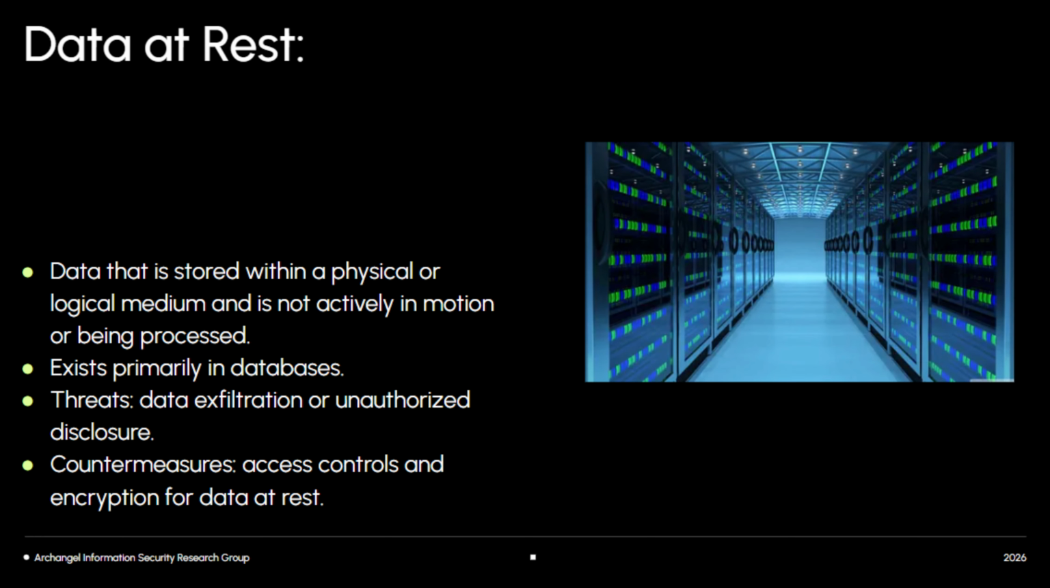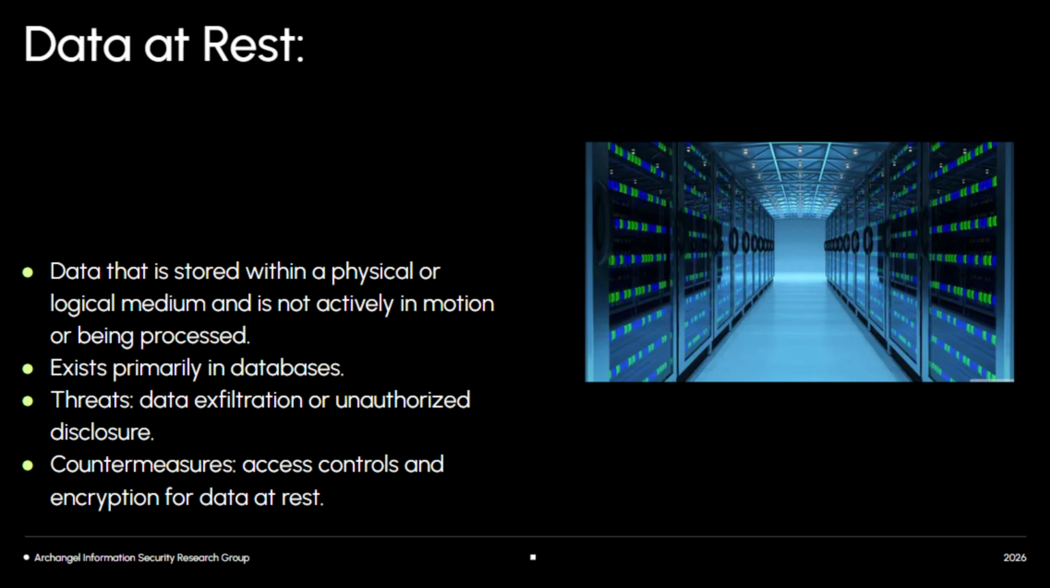The final state that we'll discuss is data at rest. Data at rest refers to information that is stored on a physical or logical storage medium and not actively processed or transmitted. Examples can include files stored on hard drives, records in databases, cloud storage repositories, backups, and archived information.